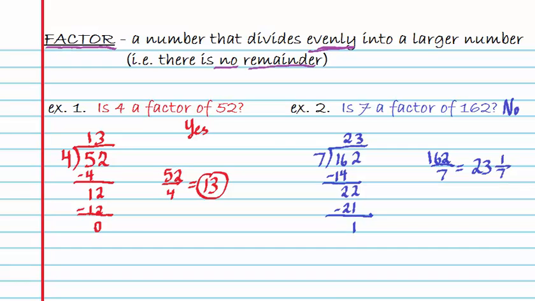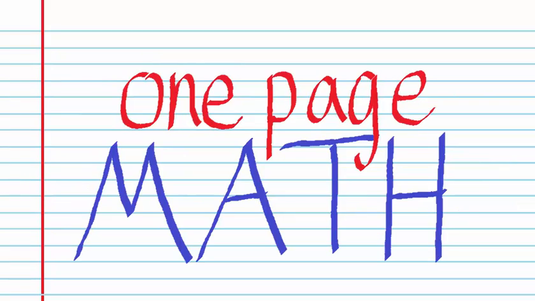One more way of thinking about this, you can also just perform division in a calculator. If you do 162 divided by 7, you're going to get the decimal 23.14, and then it keeps going. But that decimal tells me that it does not go evenly, that there is a remainder. So if you're using a calculator to speed this process up, if you have a decimal, that means that it does not go in evenly.